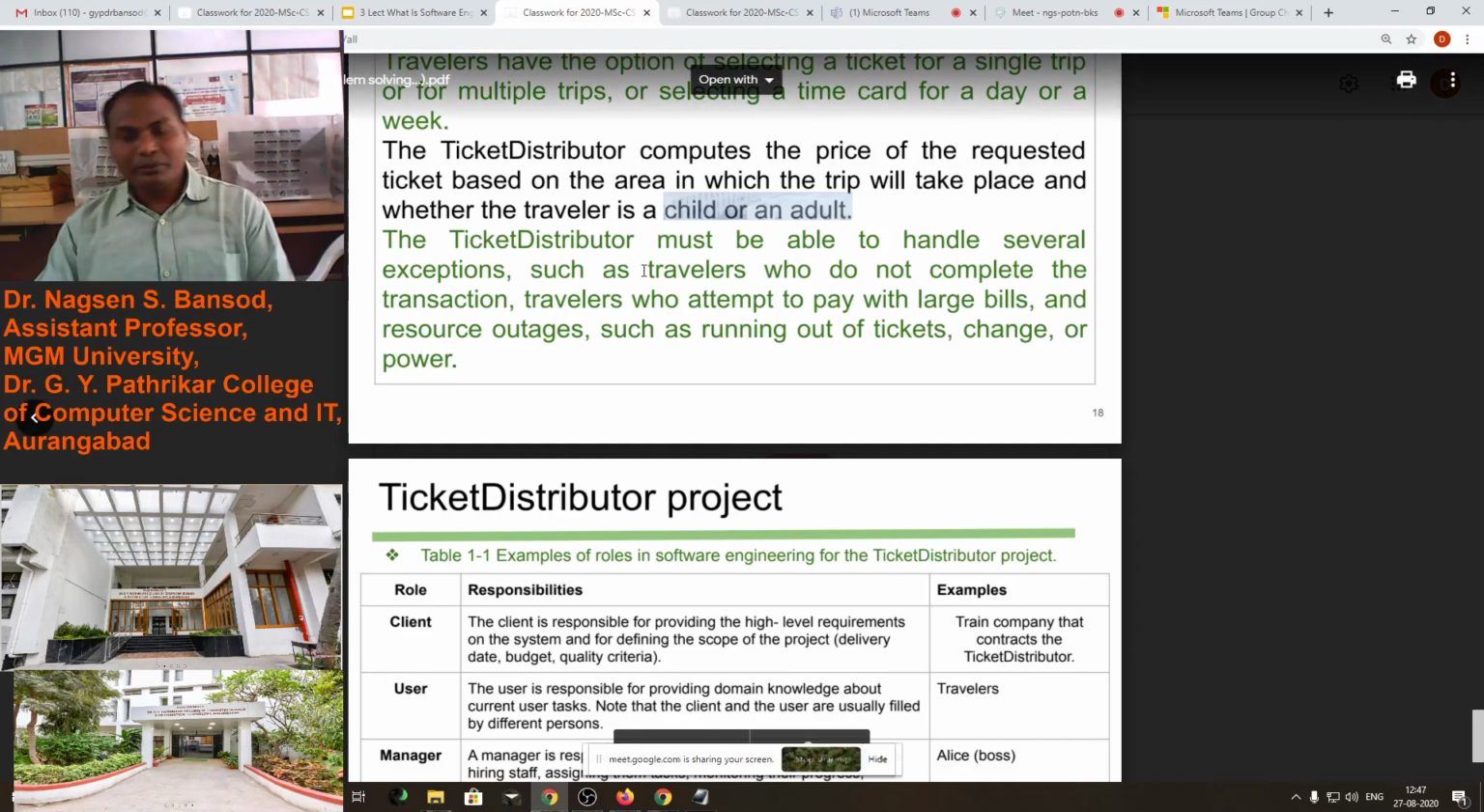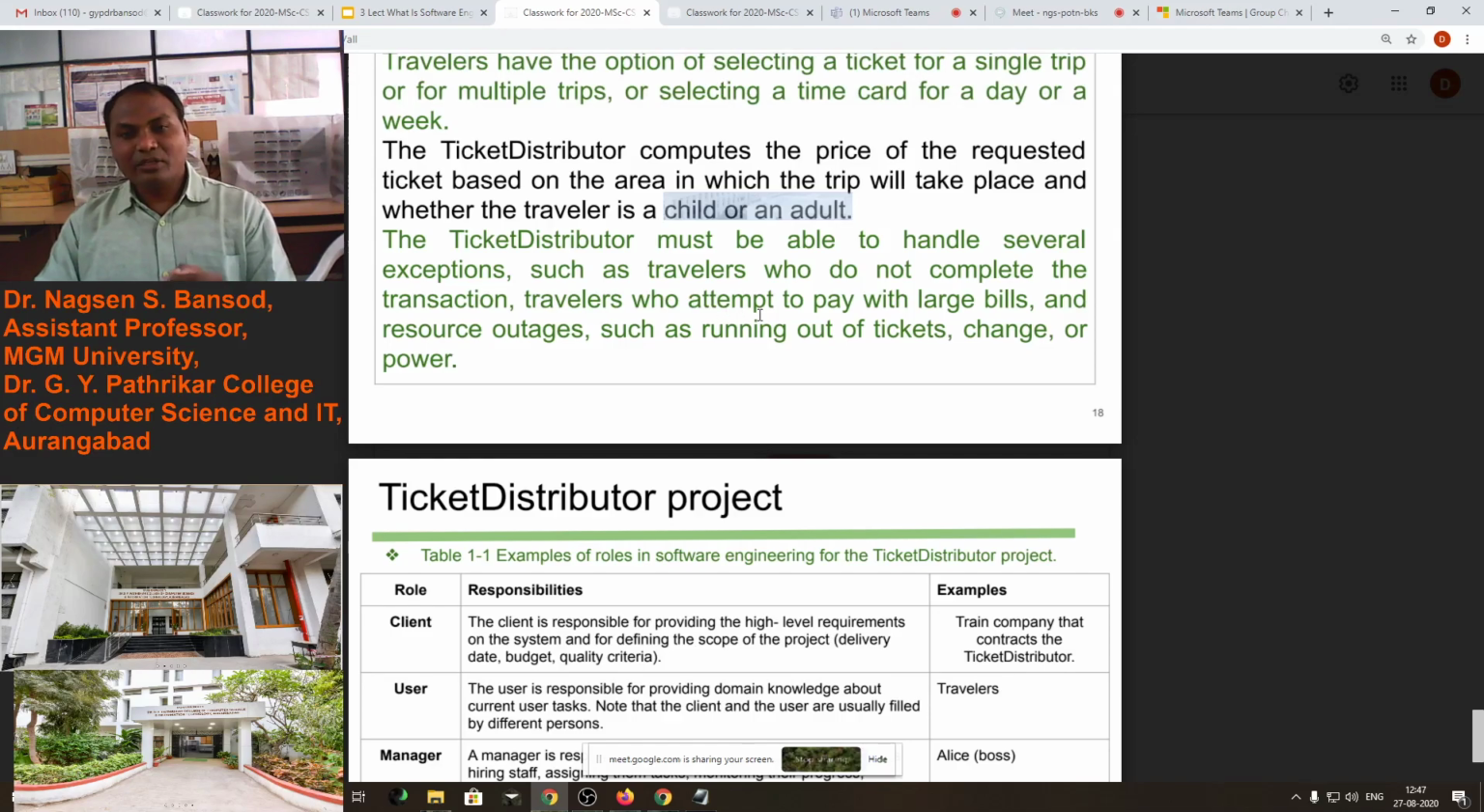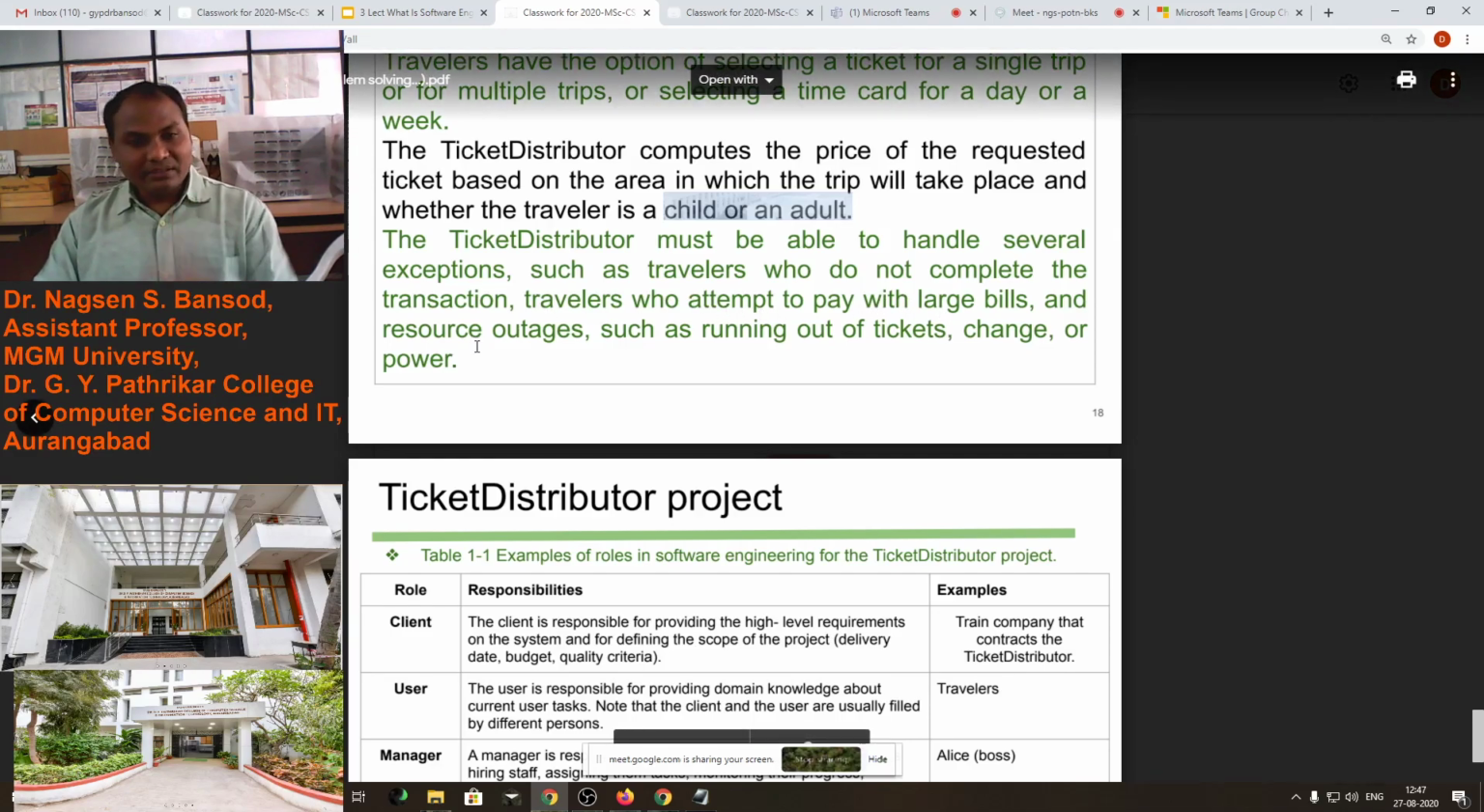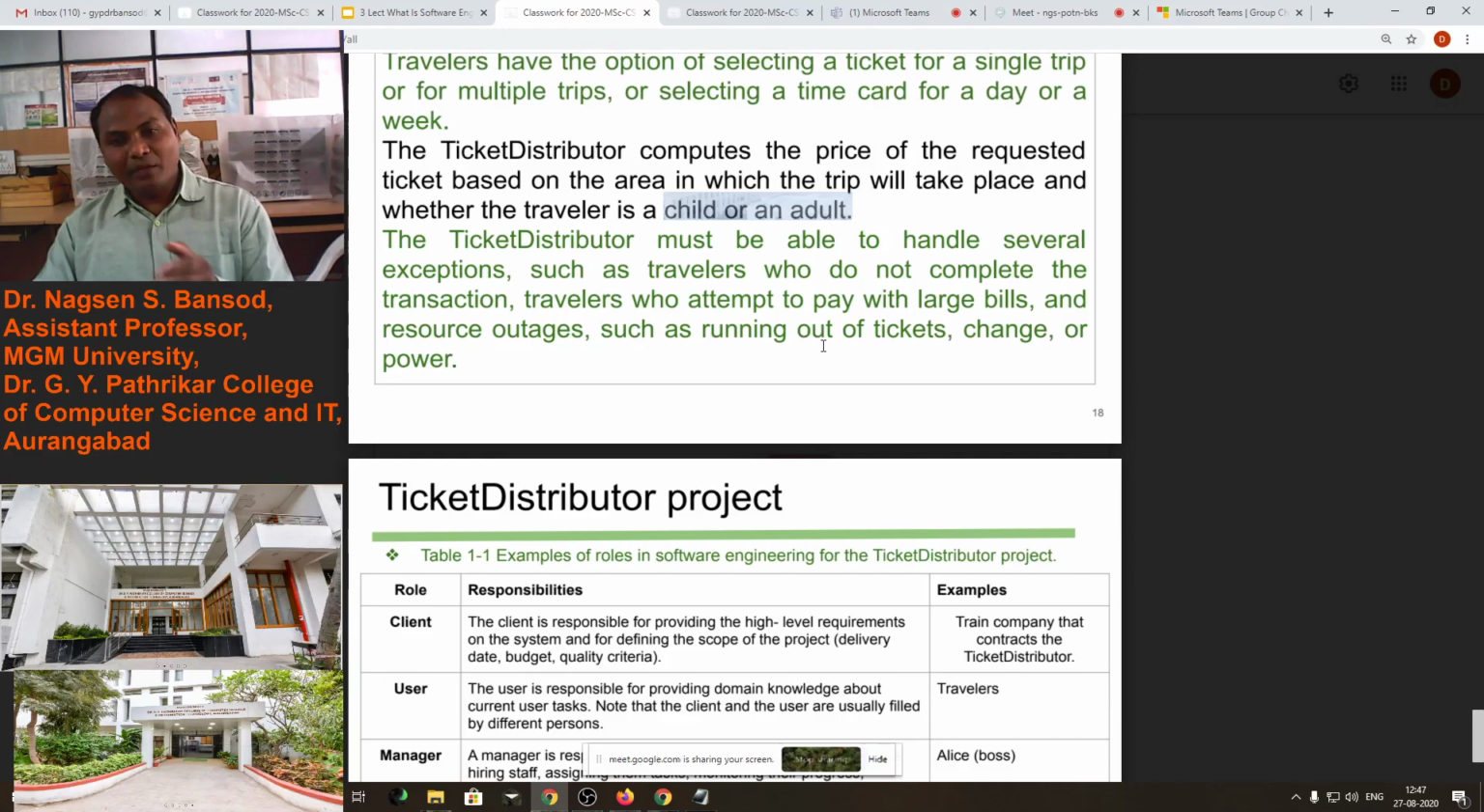The ticket distributor must be able to handle several exceptions, such as travelers who do not complete the transaction, travelers who attempt to pay with a large bill, and resource outages such as running out of tickets, change, or power. Sometimes the ticket distribution must be able to handle some exceptional problems, such as travelers who do not complete the transaction, or travelers who attempt to pay a large bill.